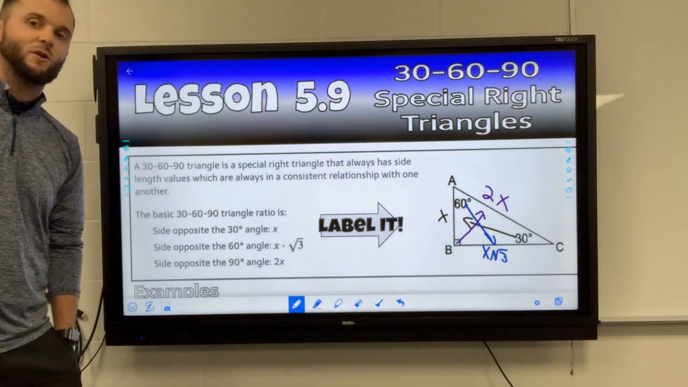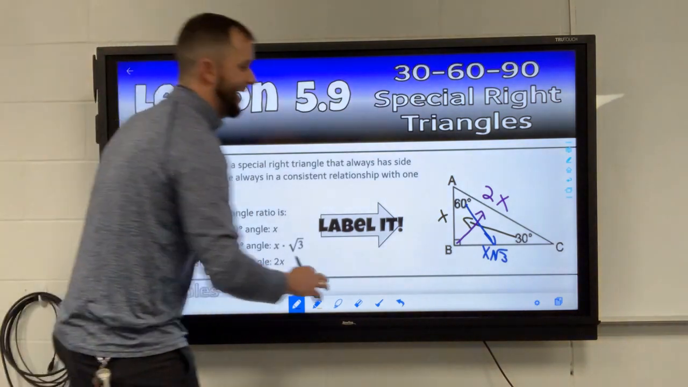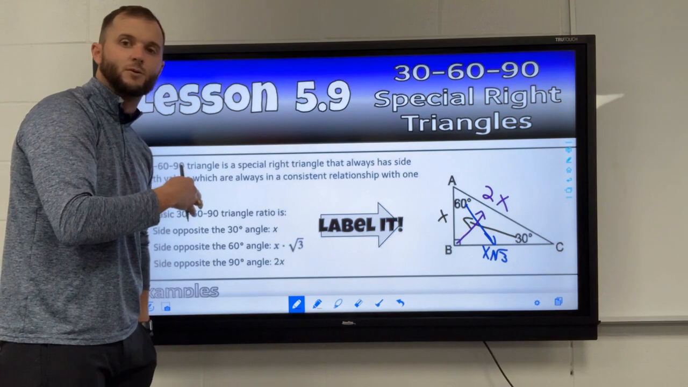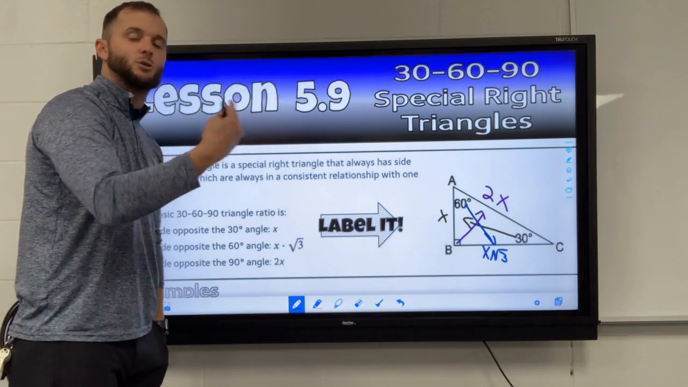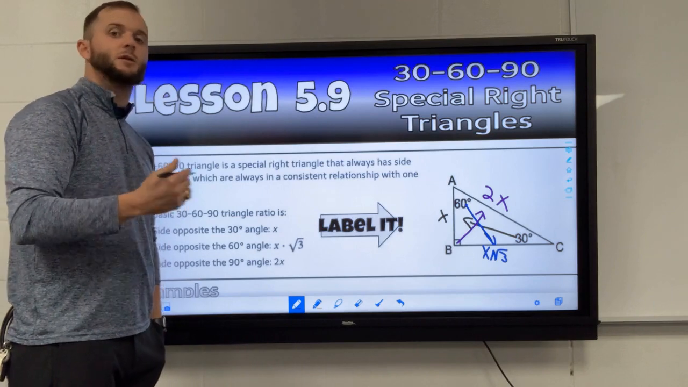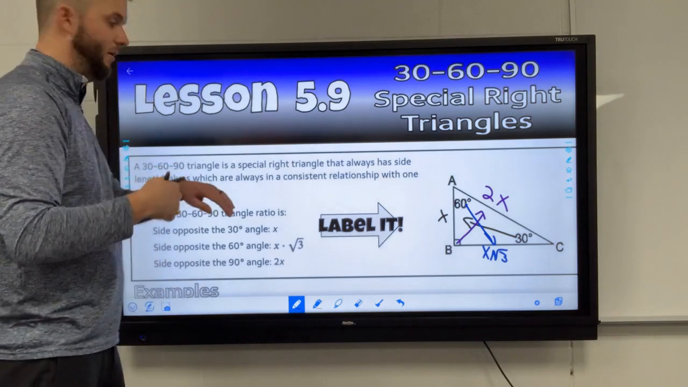Just like the 45-45-90, I'm going to take this template and apply it to some examples to find missing sides of my triangle by transferring back and forth between sides. So let's jump over to example number 1. I'll show you how it works.